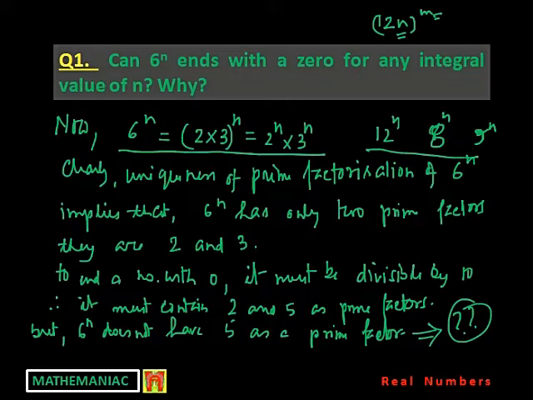Only you have to talk about this. It can be any natural number, right? Because we are talking about positive integers, so we'll talk about the positive integers, but this should definitely have a factor 5 and 2. Then only this whole thing will always end with 0.